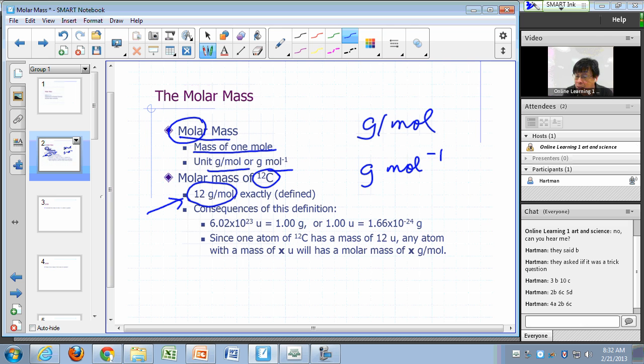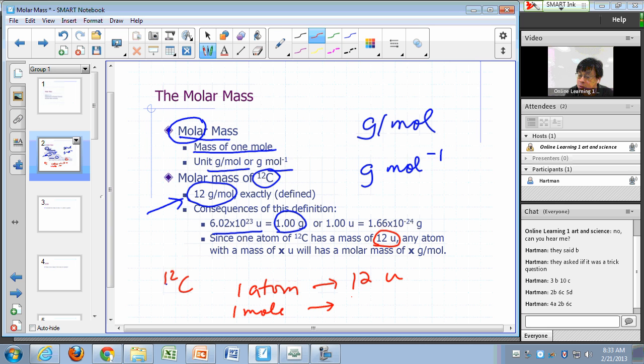The consequences of this definition are as follows. To 3 significant digits, if you have 6.02 times 10 to the 23rd atomic mass units, that corresponds to a mass of 1 gram. 1 carbon-12 atom is exactly defined to have 12 atomic mass units. And 1 mole of carbon-12 atoms has a mass of exactly 12 grams. So you can see the correspondence there.